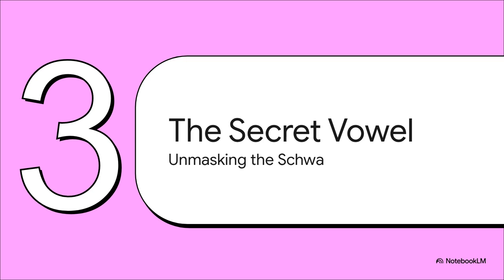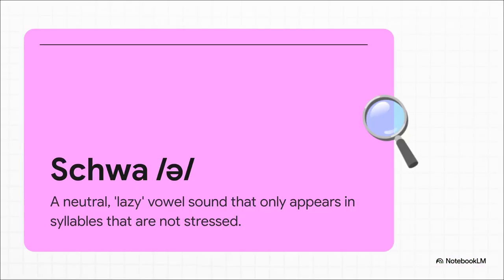Now it's time for our final and maybe the most important tool in the box. I like to call it the secret vowel. This one little sound explains so much of the confusion in English spelling, and it's called the schwa. So the schwa, which we write with this little upside-down E symbol, is this really soft, neutral, kind of lazy sound. And here is the absolute key, the secret.